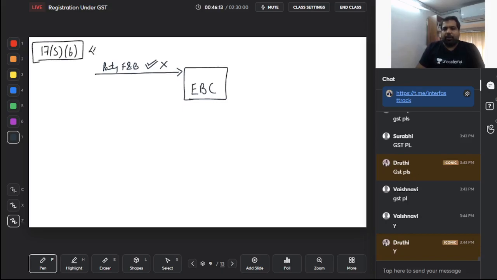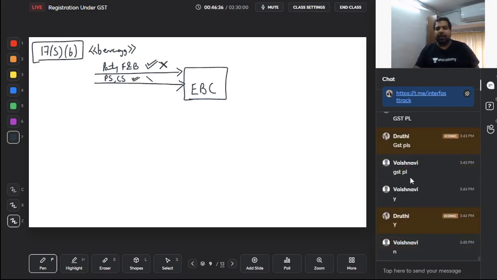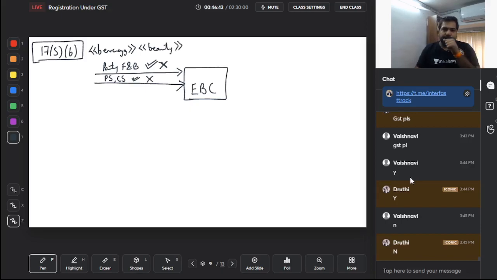17(5)(b), what is the shortcut? B is for beverage. Guys, beverage is food and alcohol. Alcohol, of course, there is no GST. Food and any drinks, on that GST is blocked. Guys, what if EBC or the owner of EBC is getting a plastic surgery done, cosmetic surgery done, etc., and pays GST for looking good for his business, guys? Will you get credit? No, sorry, that is also blocked. So B is also for beauty. B is beverage, B is also beauty.